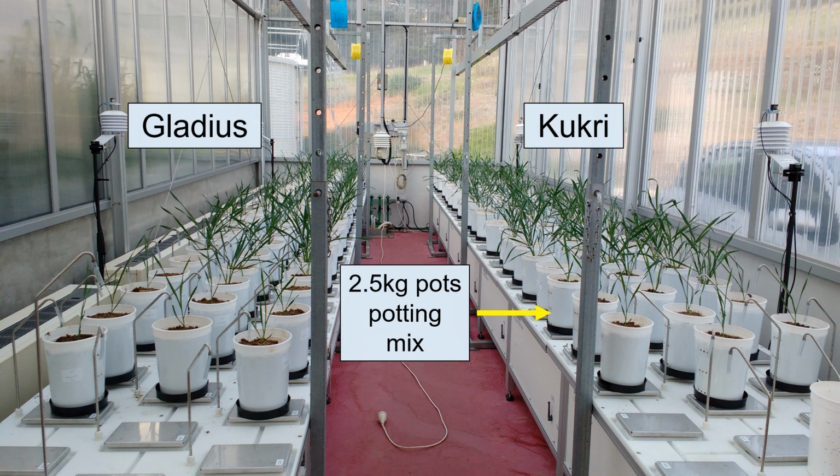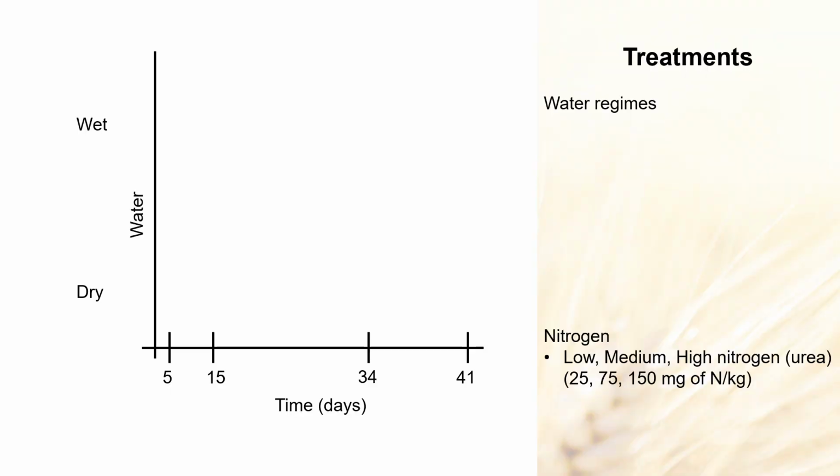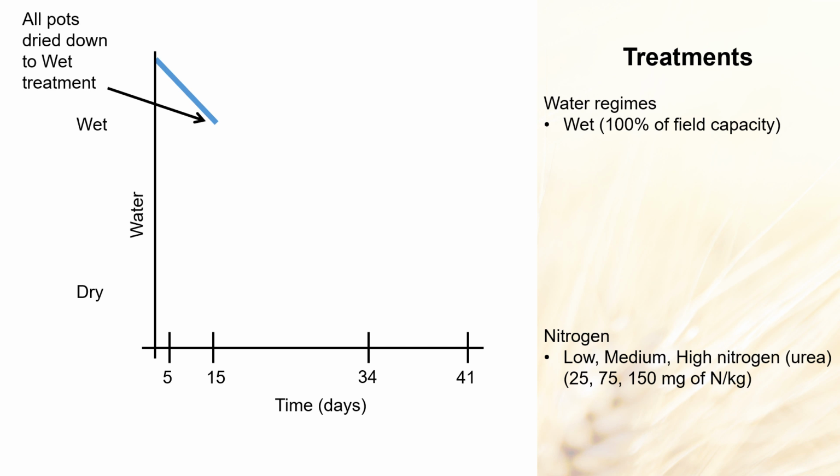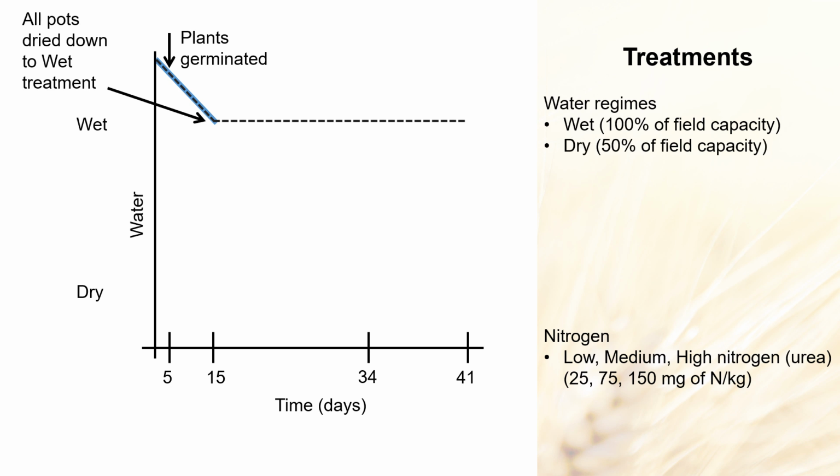So I decided to have a look at two Australian spring wheat varieties, Gladius and Kukri. Gladius in the literature has been shown to be drought tolerant and was actually one of the best performing varieties in Australia, in some of Australia's worst droughts in the 2000s. And Kukri, on the other hand, is more of a drought susceptible variety and has also been shown to be more nitrogen use efficient as well.